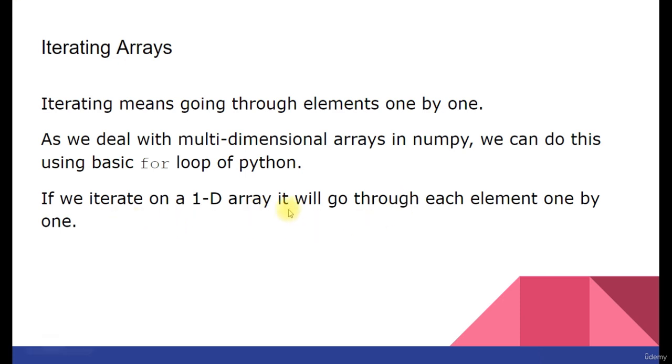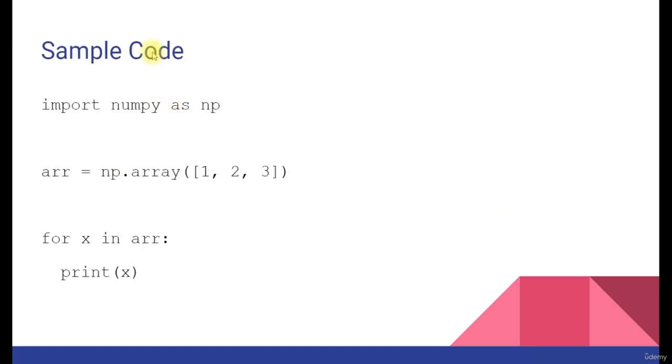Now, if we iterate on a 1D array, it will go through each element one by one. So let's see this with the help of a practical code example. So here I have a sample code. I have made one array arr, np.array, and it is a 1D array that contains 3 elements 1, 2, 3. Now it's a simple Python for loop, nothing advanced. We are just working on an array using that for loop. So for x, that is the element or the elements that are present in the array. For x in arr, print x. So basically this will print all the elements present inside that 1D array.